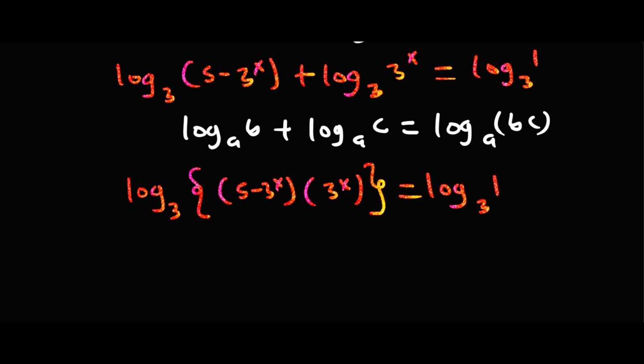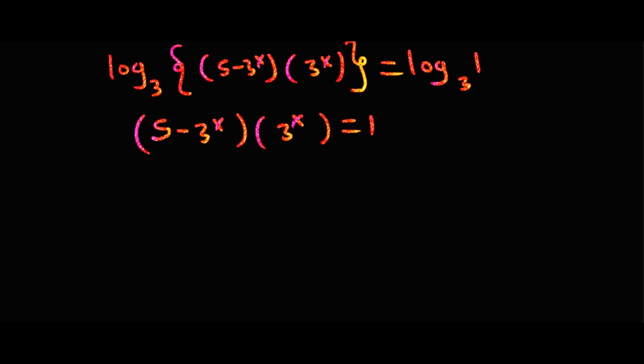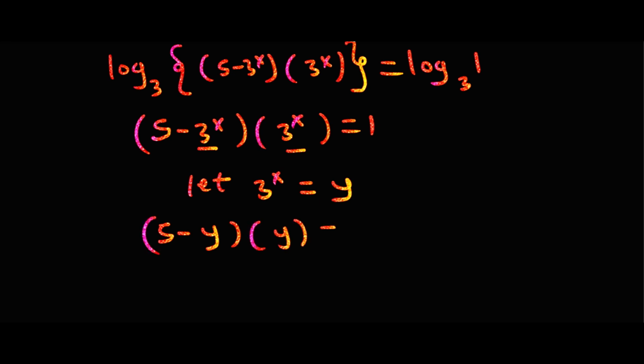Now if you can see, log to base 3 of this number is the same as log to base 3 of that number. So it means the two numbers are the same. So we are allowed to say that (5 minus 3 power x) times 3 power x is equal to 1. So at this point, we can let that common factor be equal to another letter. The common factor I'm talking about is 3 power x. So we can say let 3 power x be represented by y, so that our equation is now (5 minus y) into y is equal to 1.